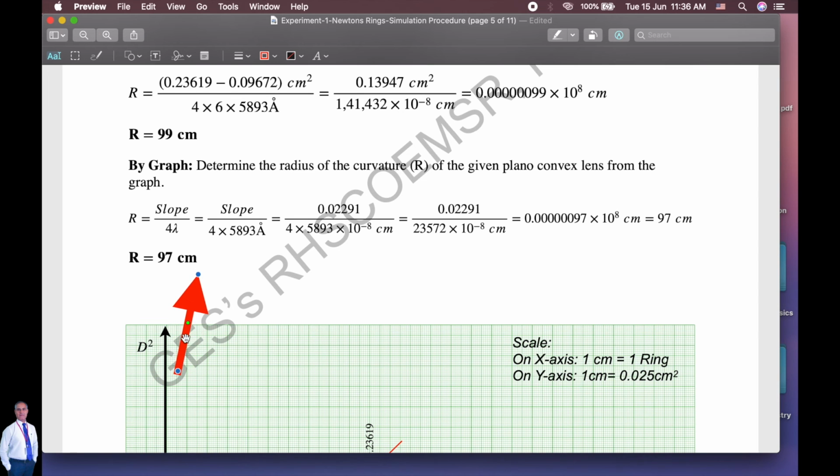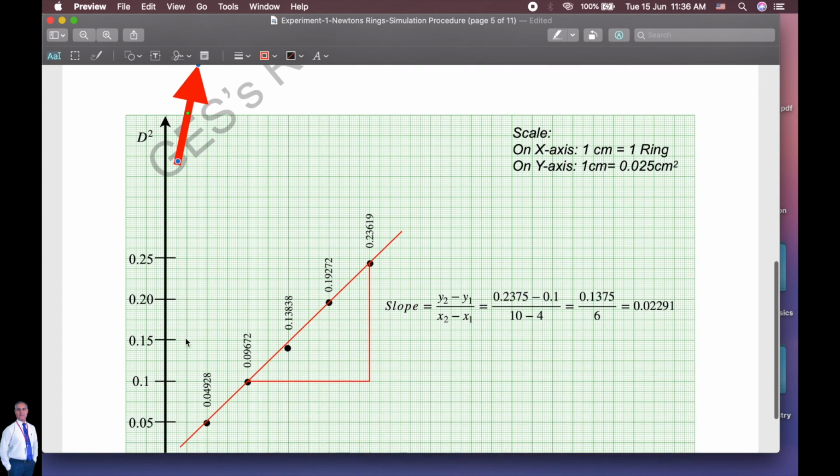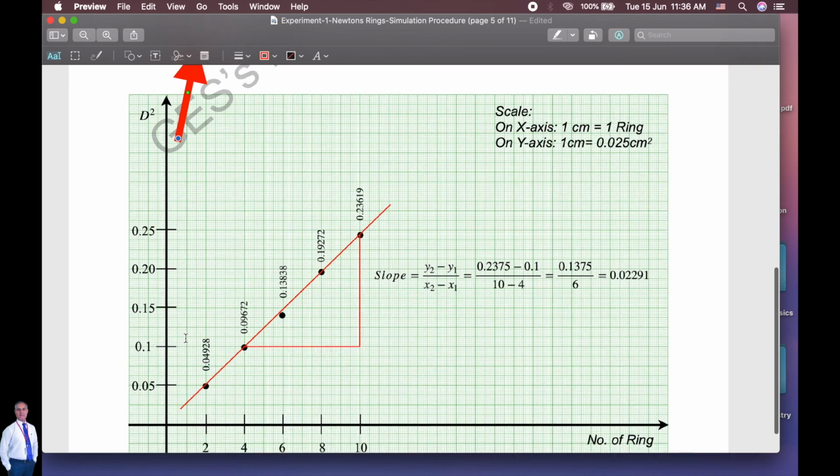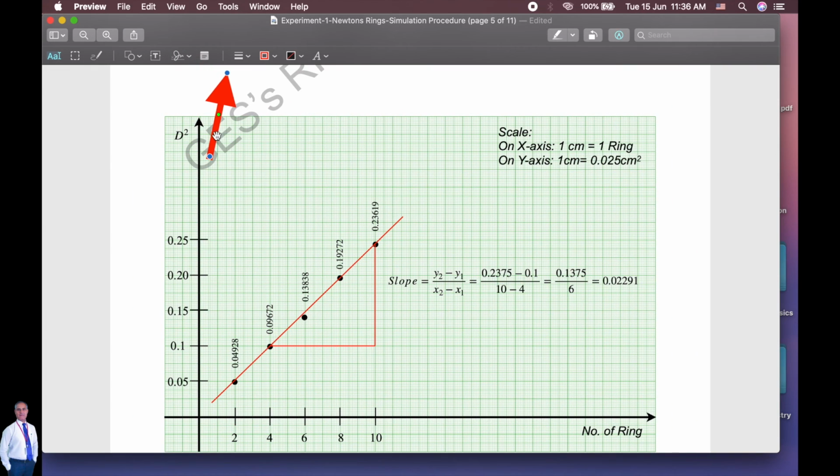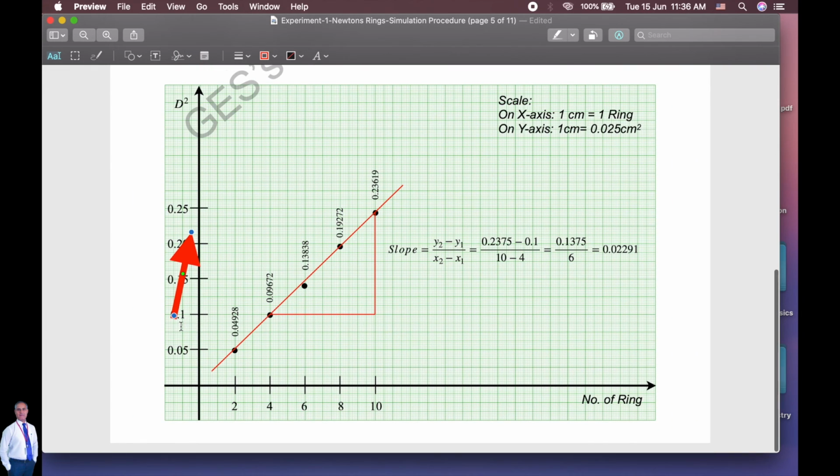How to draw the graph and how to calculate the slope? This is very simple, as everybody knows how to do that. From the table I have plotted this graph. These are the number of rings on the x-axis and diameter square on the y-axis. Just plotting this, I got a linearly increasing straight line, and I calculated the slope as y2 minus y1 upon x2 minus x1. By simply putting these values I got 0.02291.